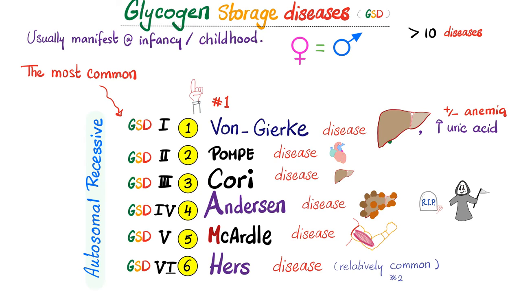Type 4 is Andersen, pure evil, cirrhosis, ascites, splenomegaly, and it can lead to early death. Type 5 is McArdle. McArdle, remember skeletal muscles, which will lead to generalized muscle weakness all over the body. Type 6 symptoms are similar to type 1.